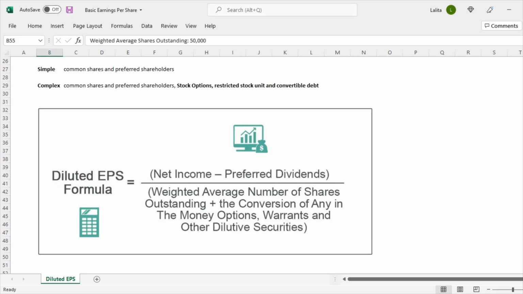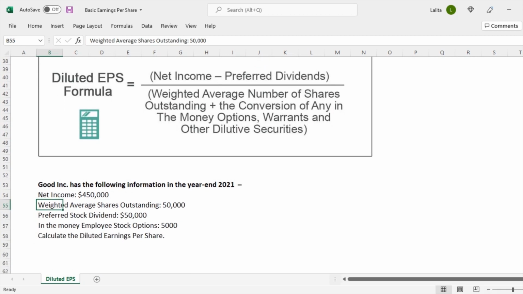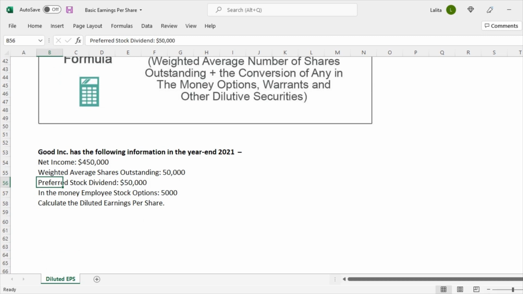Let us now look at a very basic example of diluted EPS calculations. Here we have this company who has provided us with the data of 2021. We have net income as $450,000, weighted average number of shares outstanding is 50,000, preferred stock dividends is 50,000, and in the money employee stock options is 5,000. So we are expected to calculate the diluted earnings per share.